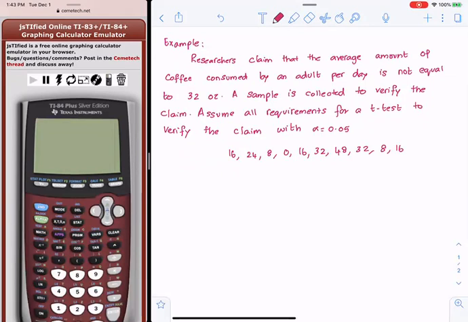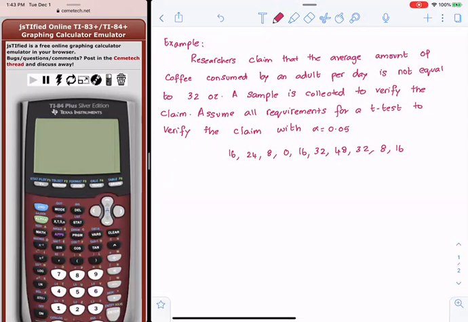Researchers claim that the average amount of coffee consumed by an adult per day is not equal to 32 ounces. So we collect a sample, and that sample is shown below to verify the claim. I'm going to assume all requirements are satisfied for a t-test in order to verify the claim, and the value of alpha that we use is 0.05.